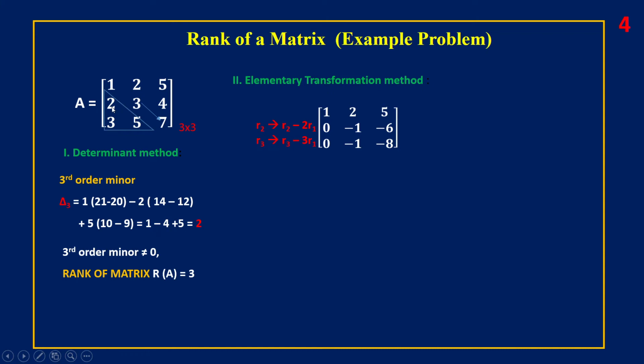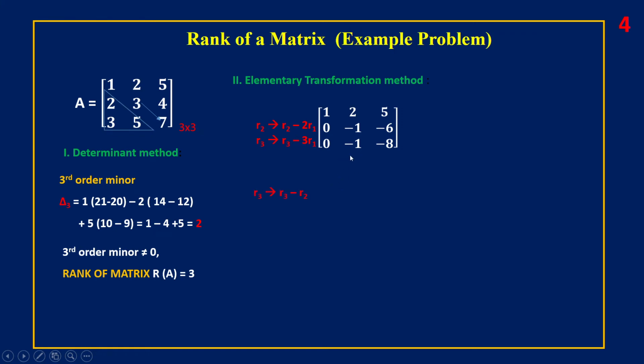So this element will become 0, and 3 minus 2 into 2, that will become minus 1, and 4 minus 2 into 5, that is 4 minus 10 is minus 6, and here for row 3, 3 minus 1 into 3, that becomes 0, and 5 minus 6 is minus 1, and 7 minus 15, that is minus 8. Okay, here these two elements have been reduced. Again, we need to reduce this element.